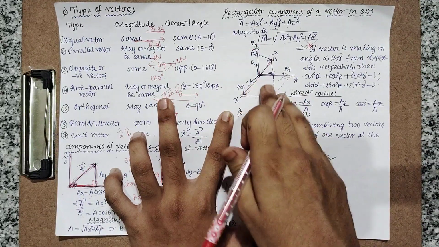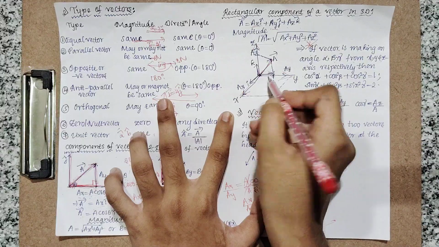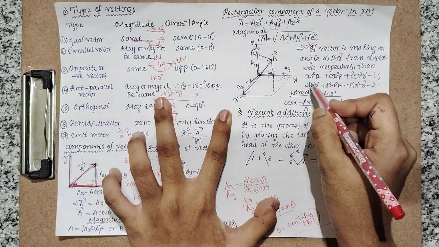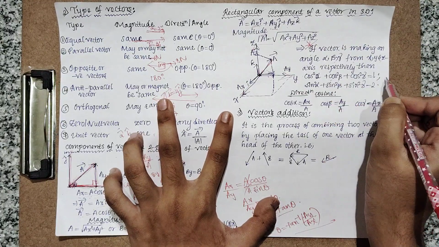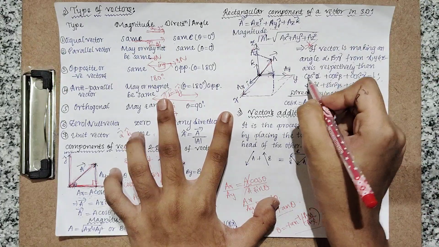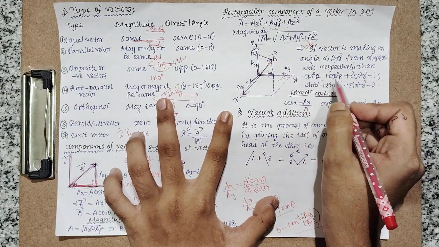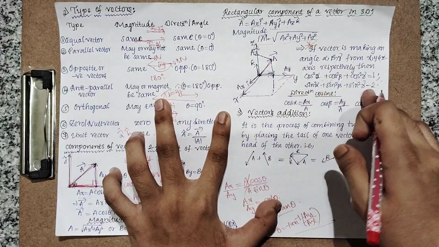If this a bar is making an angle of alpha with the x axis, beta with the y axis and gamma with the z axis respectively, then cos square alpha plus cos square beta plus cos square gamma will be equal to 1. And we know that sine square alpha plus cos square alpha equal to 1. From that we can write cos square alpha is equal to 1 minus sine square alpha. By that we get sine square alpha plus sine square beta plus sine square gamma equal to 2.